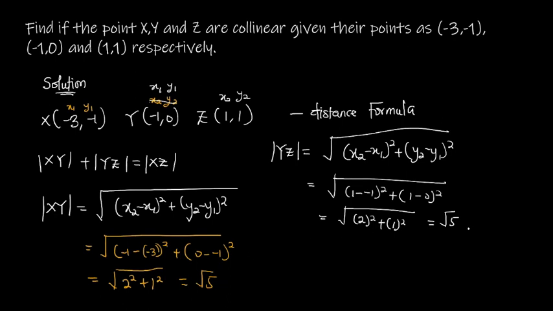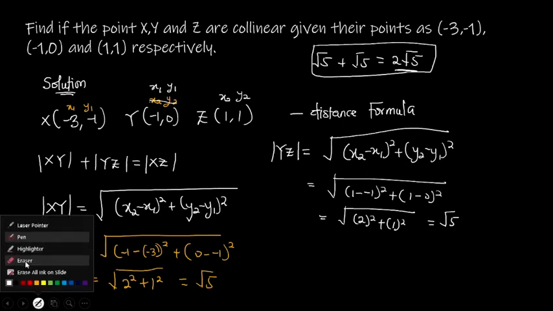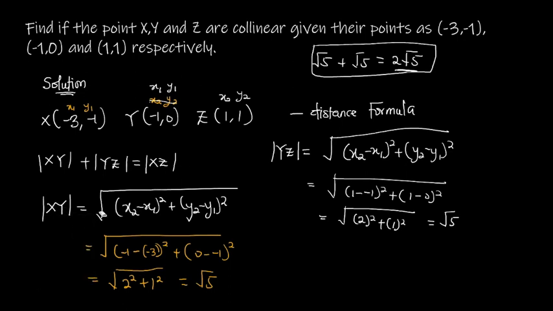Now this is √5, this is √5, so just before we calculate the distance xz, it means that √5 for xy plus yz, which is also √5, will give me 2√5 as my answer. So I'm expecting that my distance xz will be equal to 2√5, and if that is the case, then I know that my 3 points x, y, and z are collinear. Alright, so let me go ahead and calculate the distance xz.